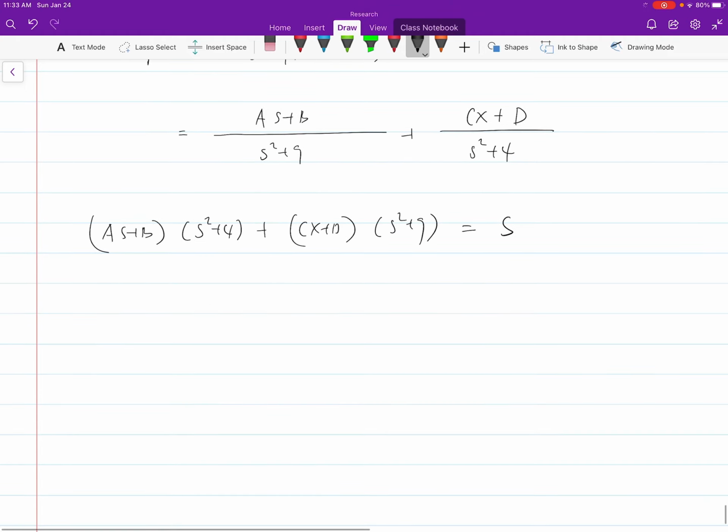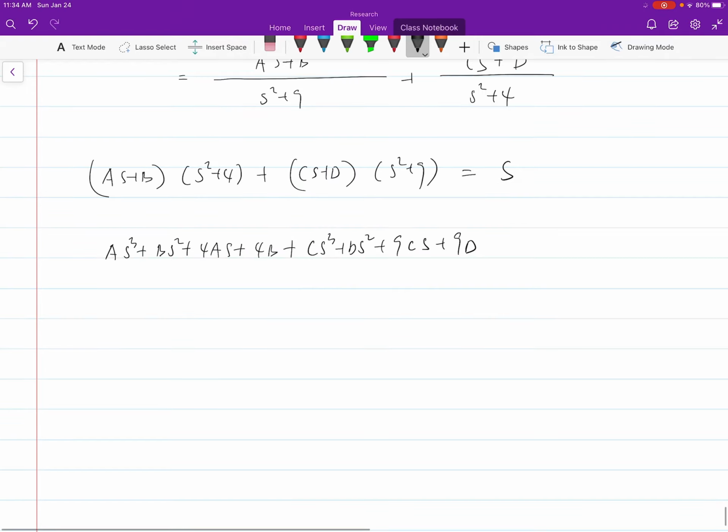Okay, so what we are going to have is As³ + Bs² + 4As + 4B + Cs³ + Ds² + 9Cs + 9D equals s. Now let's do the s³ part.